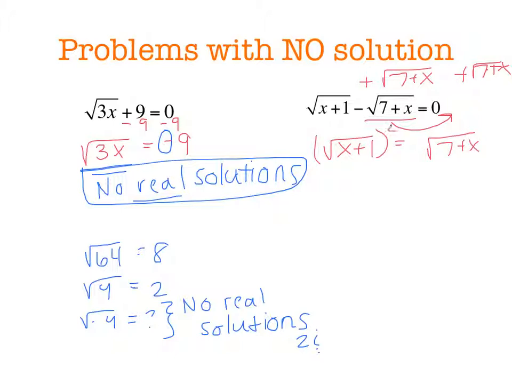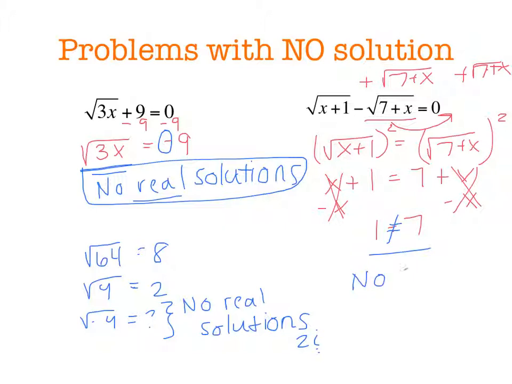Square both sides, like we learned in the last page of this slide, and we get x plus 1 equals 7 plus x. Now we subtract x from both sides, which is going to give us no x's on either side, and we get 1 equals 7. And just like any algebra equation where we get two numbers that are clearly not equal to each other, this is not a true statement, they are not equal to each other, so we know that there is no solution.